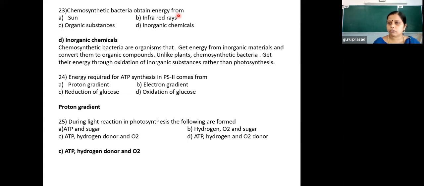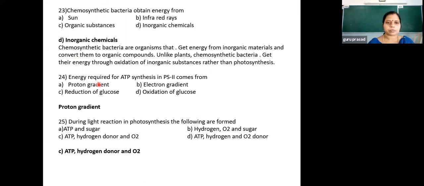Chemosynthetic bacteria obtain energy from sun, infrared, organic substances, or inorganic substances? What are chemosynthetic bacteria? It's the bacteria which utilize chemicals in order to get nutrition. Such a type of bacteria is said to be chemosynthetic bacteria. They usually utilize inorganic chemicals, not organic ones, or infrared rays or sun. Why? Because chemosynthetic organisms convert their energy from inorganic compounds into organic compounds. Unlike plants, chemosynthetic bacteria get their energy through oxidation of inorganic substances rather than photosynthesis. So that's why, which is the correct option? D is the correct option for question number 23.